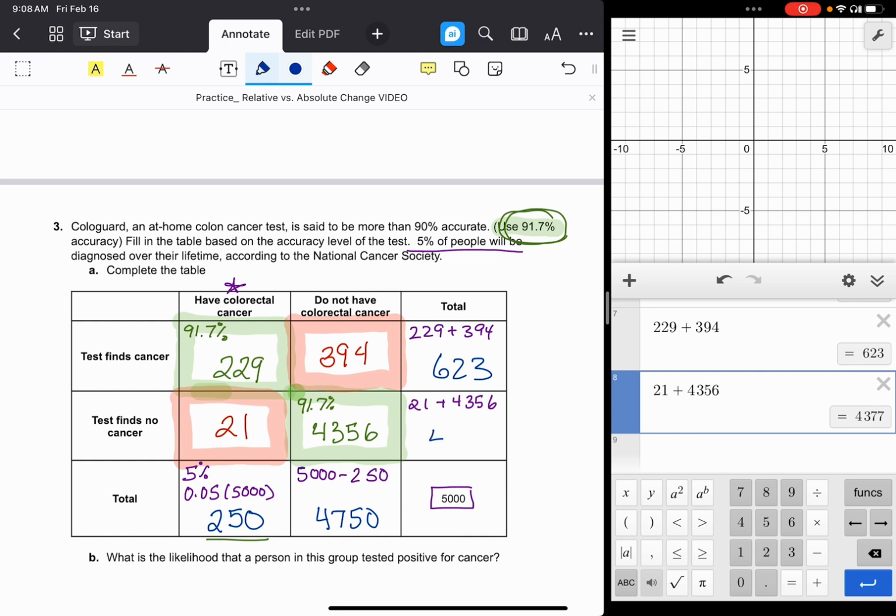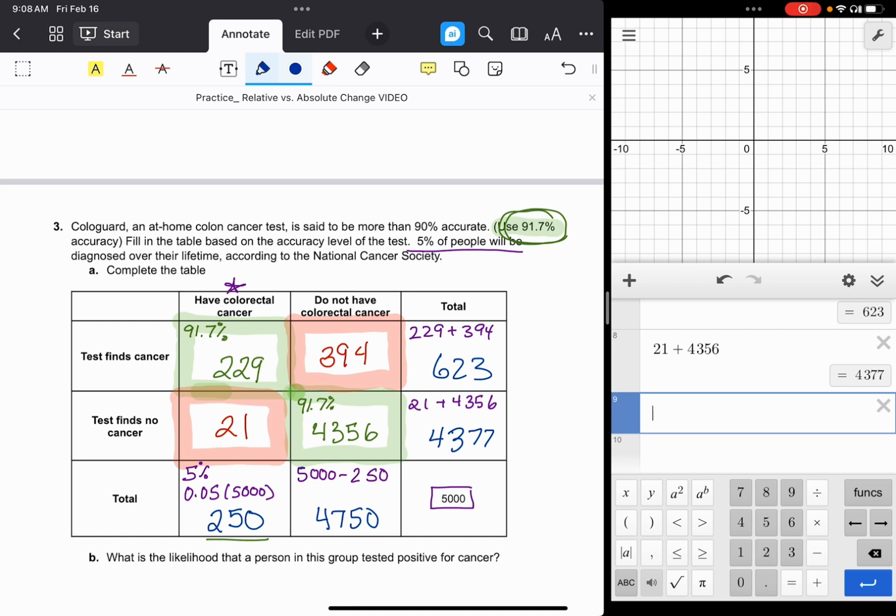Then I'm going to repeat that process, 21 plus 4,356. And don't be like, oh my goodness, I could do this adding in my head. Yeah, just put it in a calculator. Make sure you're adding them right, because I want to double check that those subtotals add up to my actual total, especially when I've rounded.